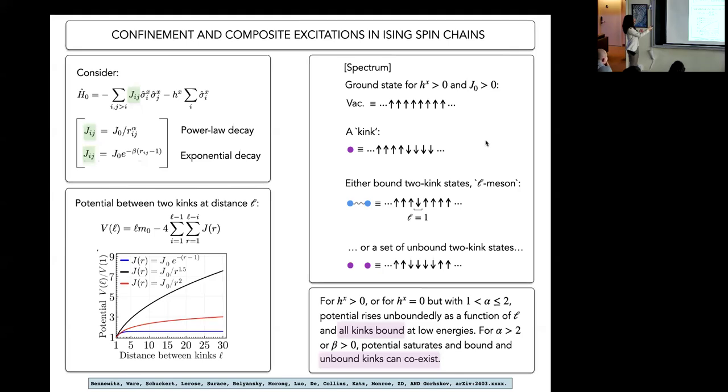And this J_ij coupling between your spins could be general. It could be, say, power law decay or exponential decay. And we look at both cases because it turned out that each of these cases would result in different scattering phenomenology. So that's interesting. Now, if this was the Hamiltonian, what is the spectrum that we would expect at low energies? Well, the vacuum is going to be all spins off. If I assume that h_x and J_0 are both positive, then the lowest energy configuration is all spins off, obviously.